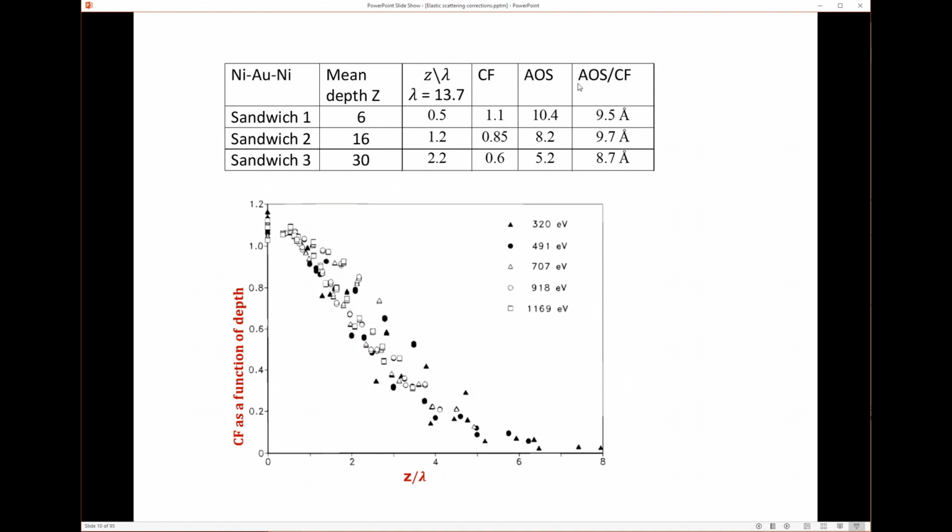Now if we divide the amount of substance by CF to correct for angular deflection, we then end up with 9.5 angstroms, 9.7 angstroms, and 8.7 angstroms. Very constant. So you see, this is a very simple but a very efficient way to correct for elastic electron scattering.